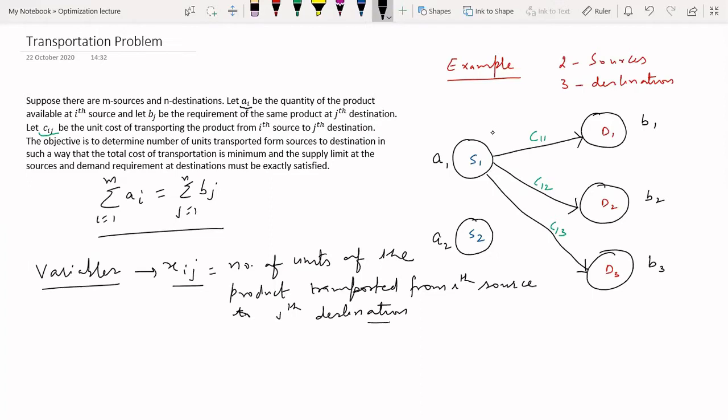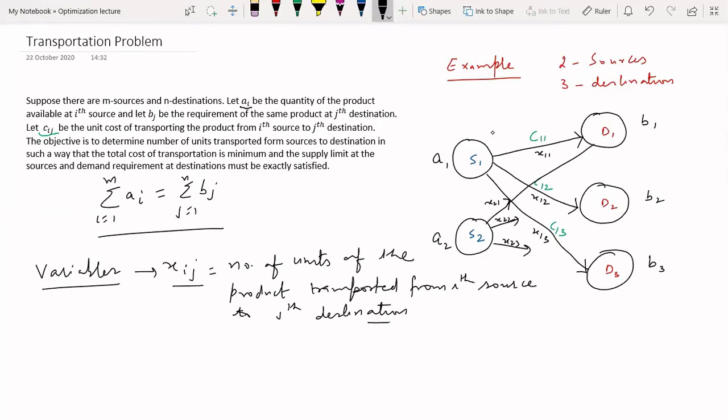So that means if I am transporting from source 1 to destination 1, say x11 number of units, and from source 1 to destination 2 I am transporting x12 number of units, similarly x13 number of units. Similarly, I have options from source 2 to all these three destinations. So I can say I will transport x21 units from here, x22 from here, and x23 from here, and the cost associated with them is c21, c22, c23.